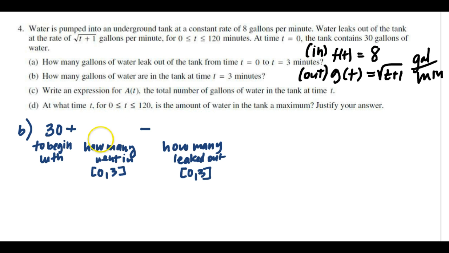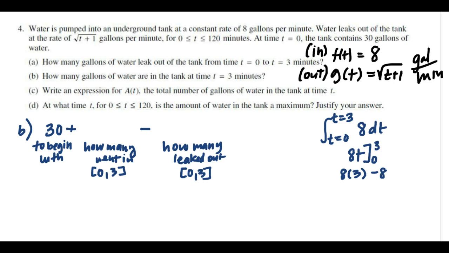So now it's just a matter of figuring out how many went in. So the going in function was f of t. And so we can do the same setup to figure out how many went in. So I'm going to go ahead and put that off to the side. I can find the integral from t equals 0 to t equals 3 of the going in function, 8 dt. So the antiderivative of 8 is 8t from 0 to 3. And then we'd substitute in 3, so 8 times 3 minus 8 times 0 is exactly 24. So 24 gallons went into the tank during the first 3 minutes.